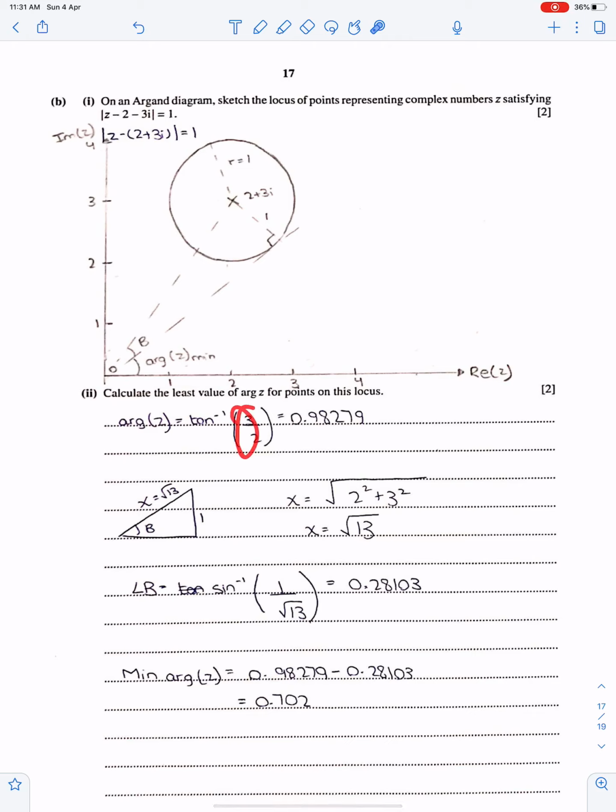So the argument of the center is this. Now find this angle. Take this right angle triangle and get this angle b. This is 1 and this is the modulus of the center. The modulus of the center is root 13. Now this angle b is this. So subtract this from this to get the argument. Your answer is 0.702. You can give this in degrees or in radians, it's your choice. But if you give your answer in radians, make sure you give it to 3 significant figures. In degrees, it must be to 1 decimal place.